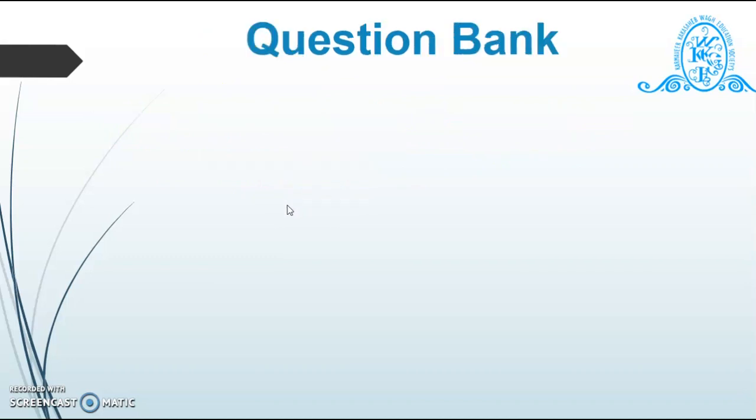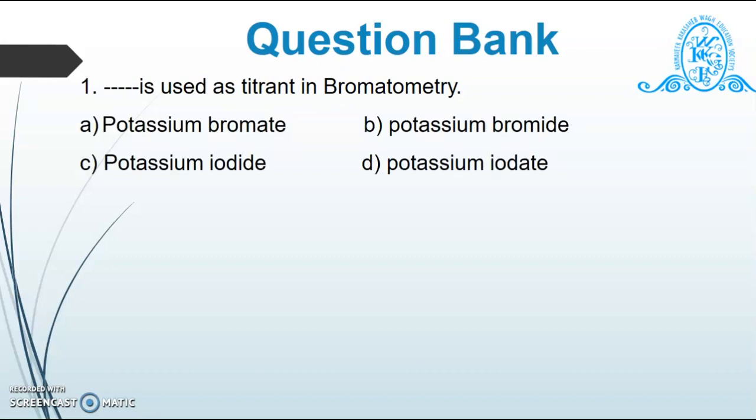Okay, so students, let us see some questions related to this practical, which are useful for your synopsis and viva voce. First question: dash dash is used as a titrant in bromatometry. Your options are A. Potassium bromate, B. Potassium bromide, C. Potassium iodide, or D. Potassium iodate. And your answer is A, that is potassium bromate.